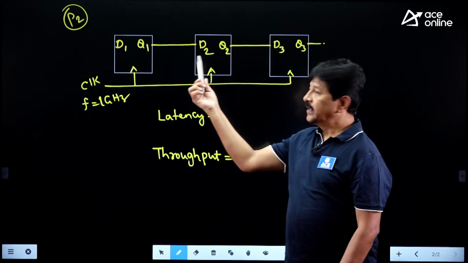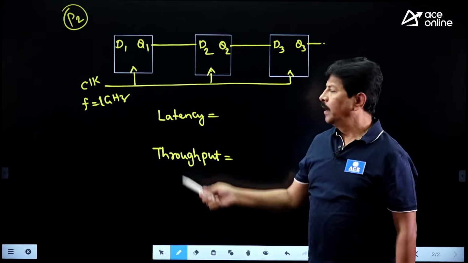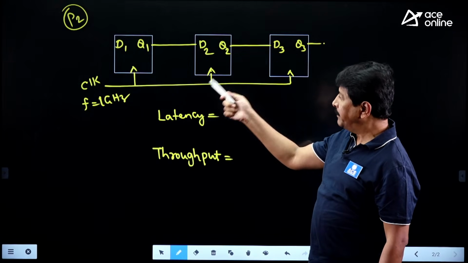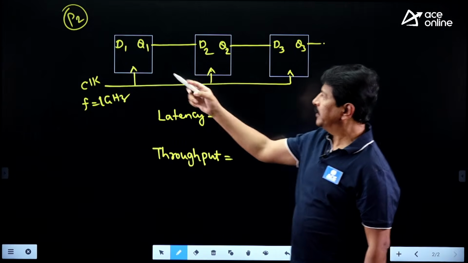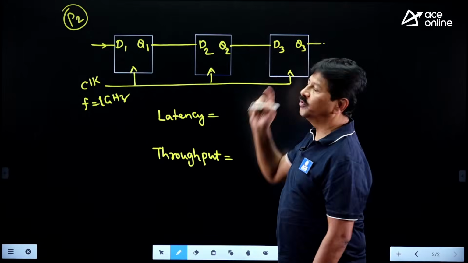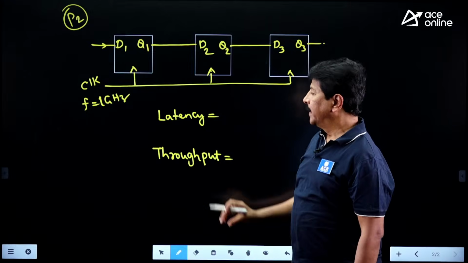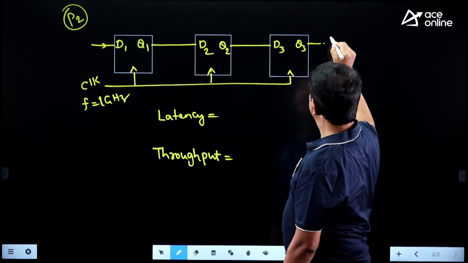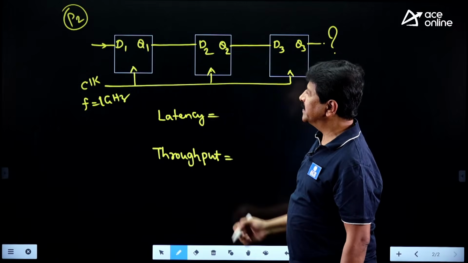For this given shift register, the question asks what is the latency and what is the throughput. We know that latency is nothing but the time taken to fill the shift register with all the bits. Whatever input bits I'm giving here should reach Q1, Q2, Q3. Whatever time is taken for that is called latency. And throughput means how many bits per second you can transmit at the Q3 output. So these are the two things.